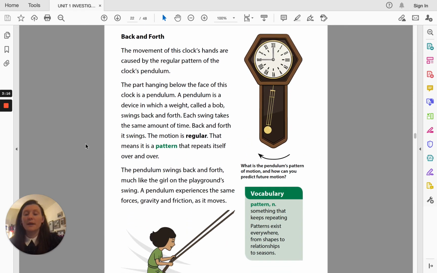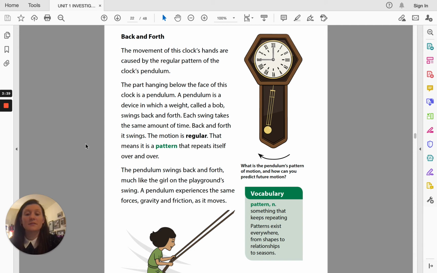Next we have back and forth. The movement of this clock's hands are caused by the regular pattern of the clock's pendulum. The part hanging below the face of this clock is a pendulum. A pendulum is a device in which a weight, called a bob, swings back and forth. Each swing takes the same amount of time.